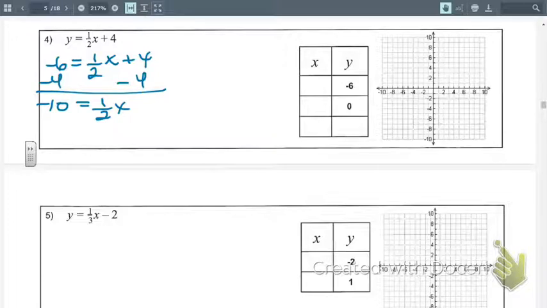Alright, now, to get rid of the 1/2 x, we have 1 divided by 2. So what undoes division? Multiplication. So we're going to multiply both sides by 2 over 1. So 2 times negative 10 is negative 20. So negative 20 equals x.